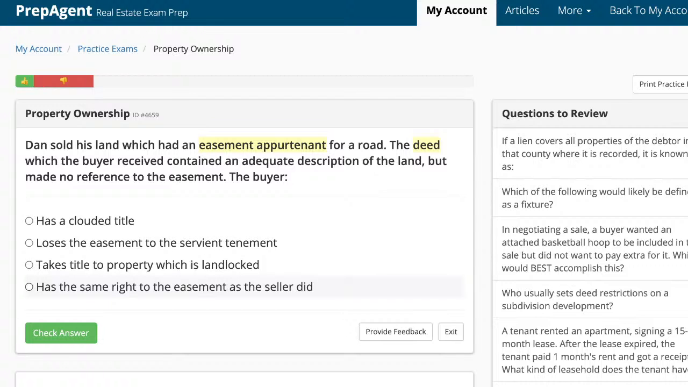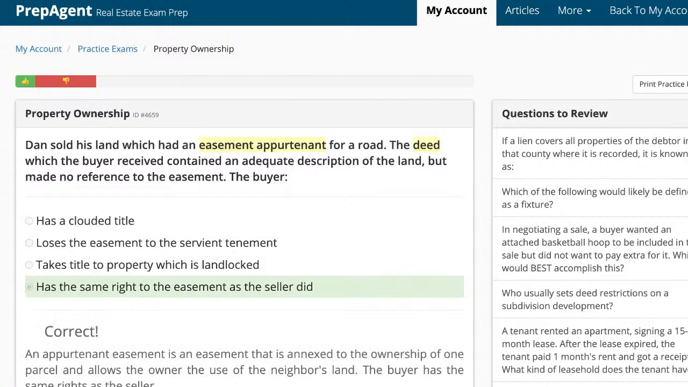Okay, and the answer is, has the same right. Do we all understand what the word appurtenant means? This is very important you guys understand this. Appurtenant means it goes with the property. So easement appurtenant means when you sell the property, that item goes with it. It goes with the land. Nice job, Misty Brown.